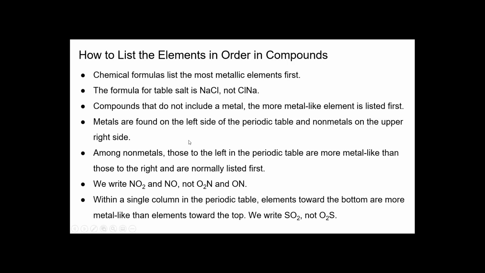Within a single column in the periodic table, if we're going down a column, elements towards the bottom are more metal-like than elements at the top. So sulfur is right below oxygen, and it's going to be listed first because it's considered more metallic than oxygen.